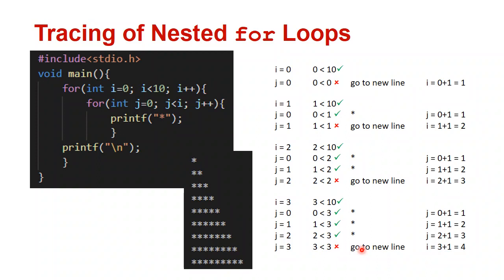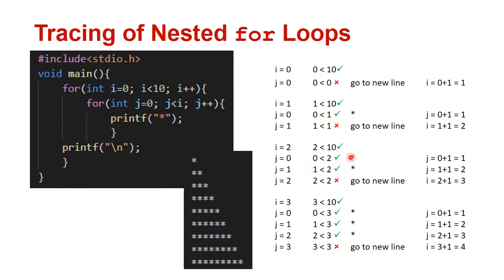Like that it will iterate until i is 9, because when i is 10, this condition is false, then it will not go through the inner for loop. So until i is 9, this code will run. So here you can see in the first iteration, 1 star, so it will print here.